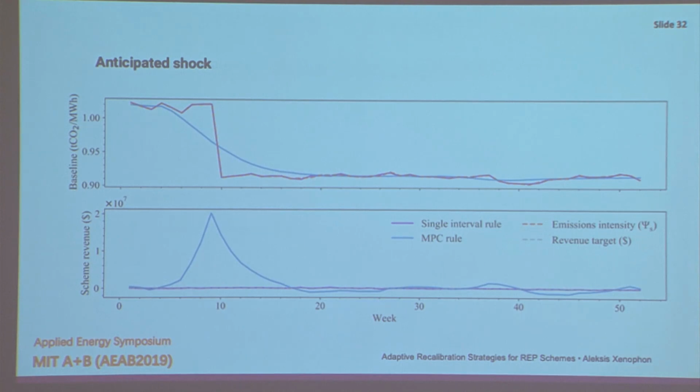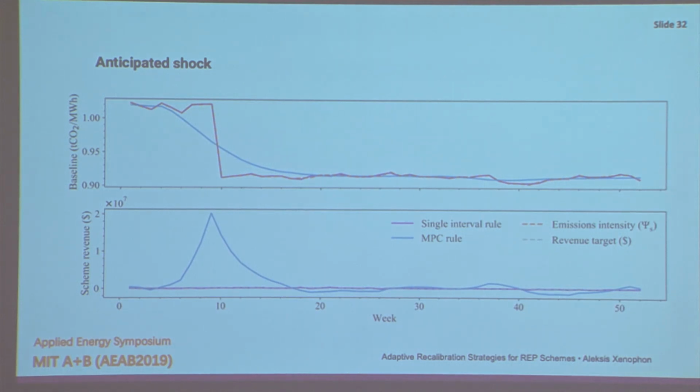What happens if there's some big shock to generating technologies within the scheme? Maybe some generators come offline. How does the scheme respond to this? Well, here I've got a stylized shock, and I'm saying that at week 10 we have a big reduction in the emissions intensities of existing generators. So perhaps there's some miraculous technology that gets invented and they all implement it at the same time.